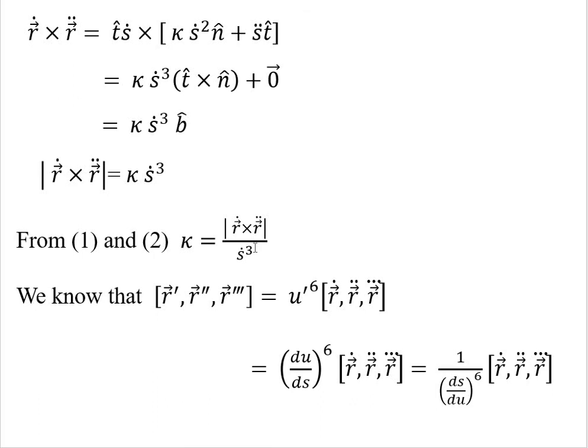And already we know from video 3 one of the most important equations from the osculating plane, the box product r vector dash, r vector double dash, r vector triple dash equals u dash power 6 into the box product r dot, r double dot, r triple dot. Now we simplify this one. We replace this u dash as 1 by ds by du, the whole power 6. Which is equal to kappa square tau into the box product of r dot, r double dot and r triple dot divided by s dot power 6.